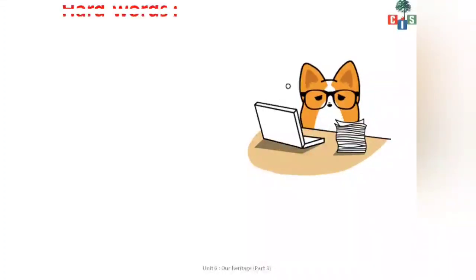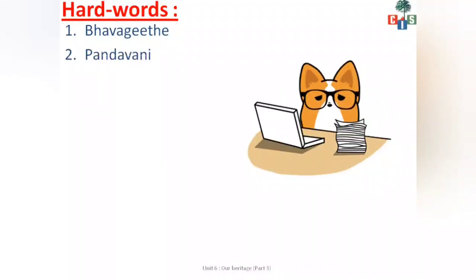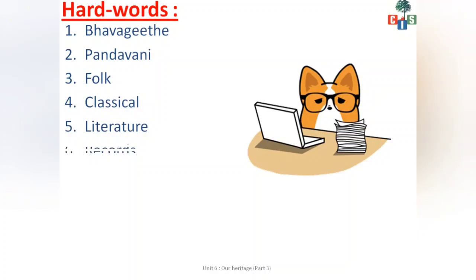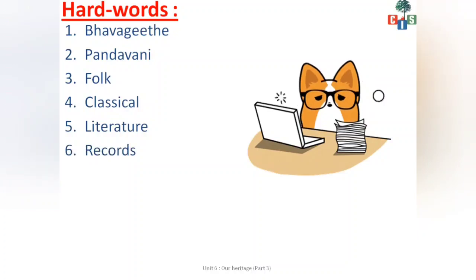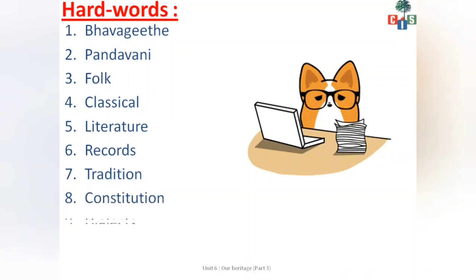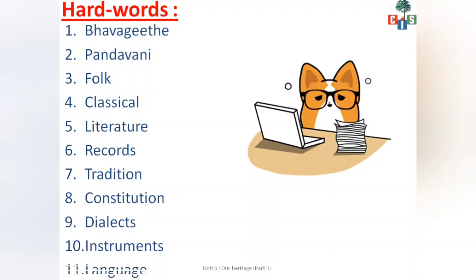Now we'll go through the hard words of today's video. First one is Bhavgeet. Then it is Pandvini. These both are examples of folk music. Third is folk. Next is classical. Next is literature. Then it is the records, written record, oral record. Okay, so it's a record. Next is tradition. Next, constitution. Then it is dialects. We will see further what is dialect. Then it is instruments. And last is language. So please write these hard words and remember them.